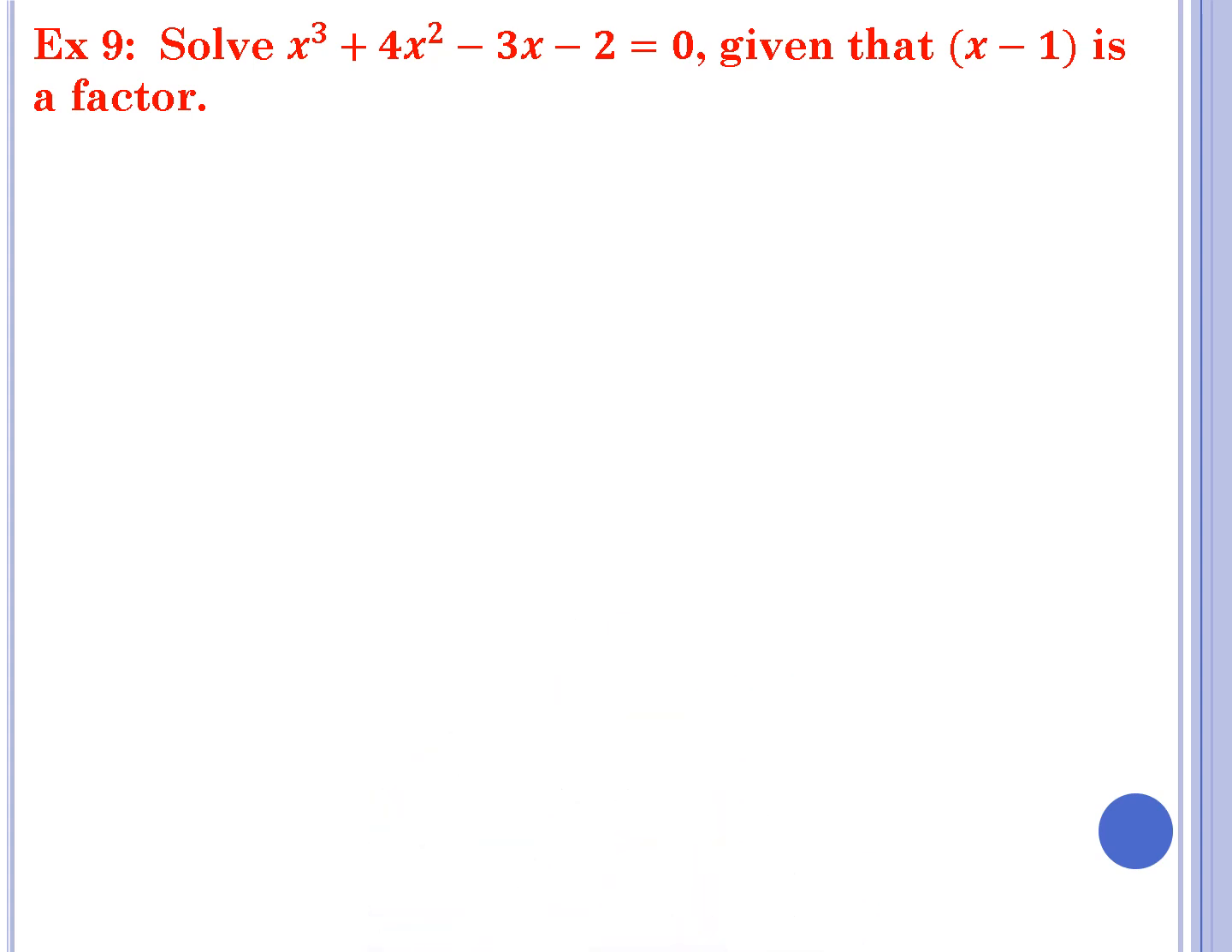Okay, last example. They want us to solve x cubed plus 4x squared minus 3x plus 2 equals 0, given that x minus 1 is a factor. So I already know it's a factor. I know it works, so I don't have to test and get possible factors, because for today, we're giving you the first factor. We're taking that first step for you, telling you, hey, this works. Now use synthetic division to bust it down to a quadratic and solve that quadratic.